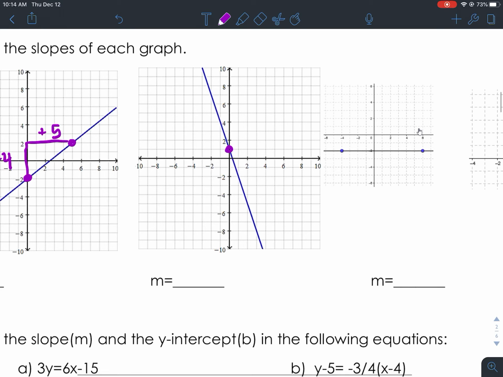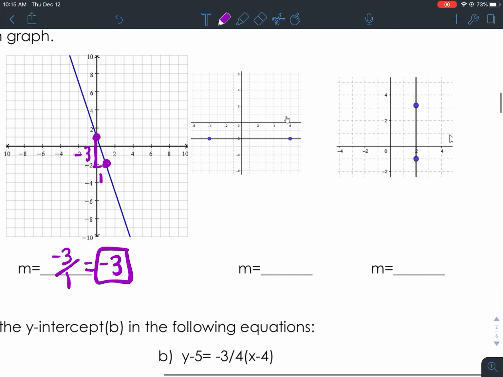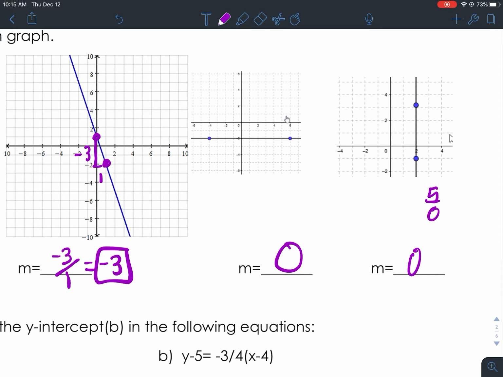For this one, when I have to pick 2 points, I pick this one and this one. I'm going to go down 1, 2, 3 to the right 1. So it's going to be negative 3 over 1, or just negative 3. This is a flat line. You could go up 0 over 10 or whatever, those 2 points that are on there, but you know it's going to be 0. And the other one looks like it's going to be 5 over 0, which is just 0. I'm sorry, which is just undefined.